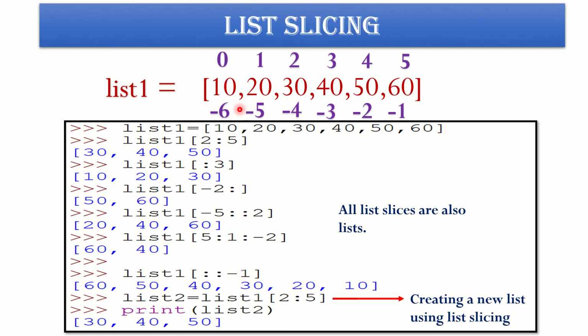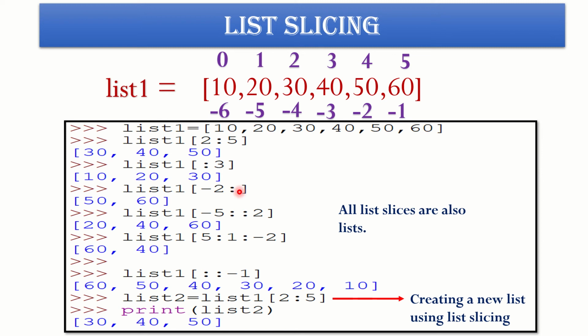So I've taken list 1 as these elements, and I've repeated the same commands that I did in the previous slide. So all list slices are also sublists. So all your functions and operators which work on lists will also work on the list slices. So you can create your own list using a list slice also. So if you see, I have taken list 2 as list 1 of 2 to 5. So we start at position 2 and go till 5 but not include 5. So this will have 30, 40 and 50. So list 2 will now have these three elements.